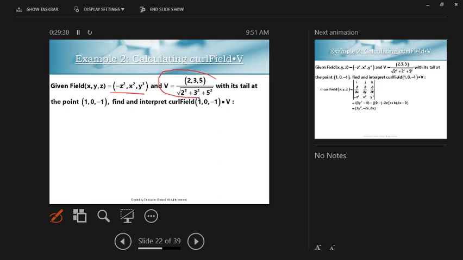So as given information, I'm saying, hey, suppose we have a vector 2, 3, 5 divided by its own magnitude to make it into a unit vector. And suppose that we are interested in the point in space 1, 0, -1. Well, what we're going to do is interpret the meaning of this dot product. So hopefully by the end of this slide, you guys will have a good conception of why it is meaningful to take the dot product between the curl and that vector at the point 1, 0, -1.